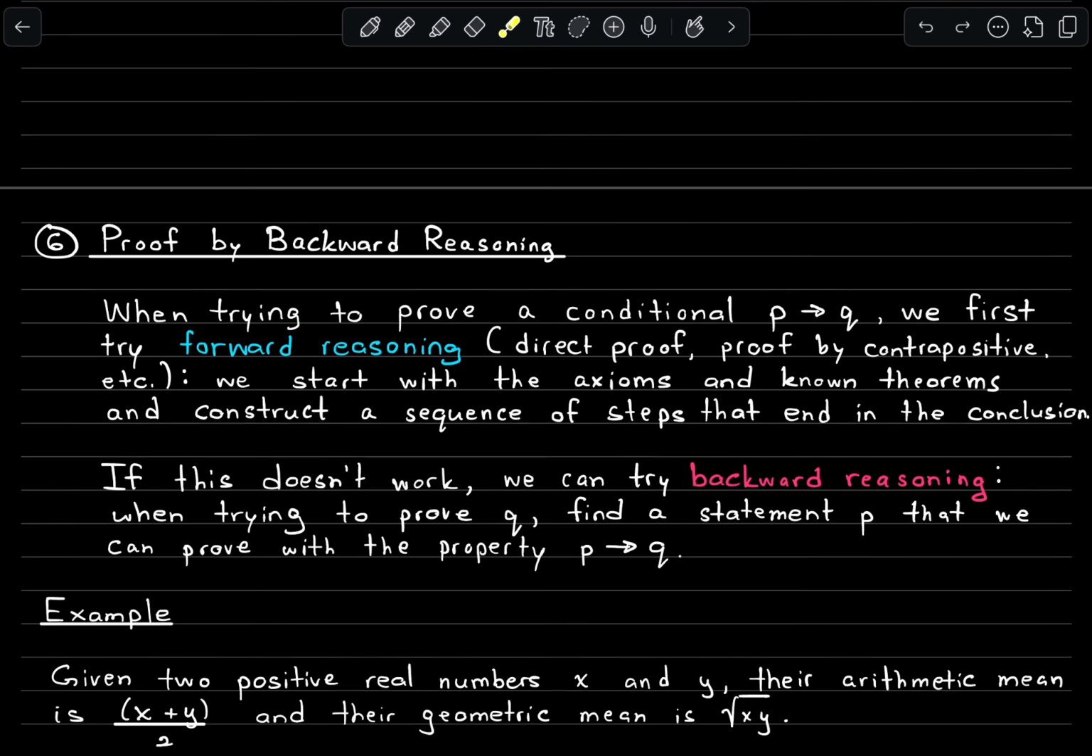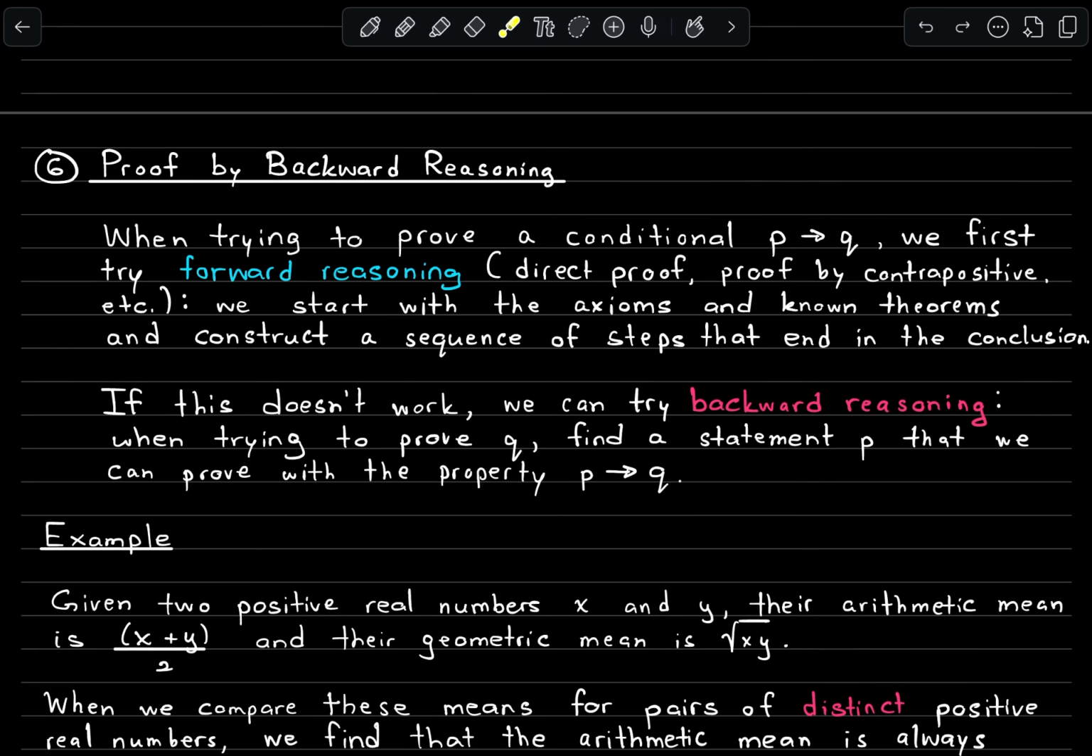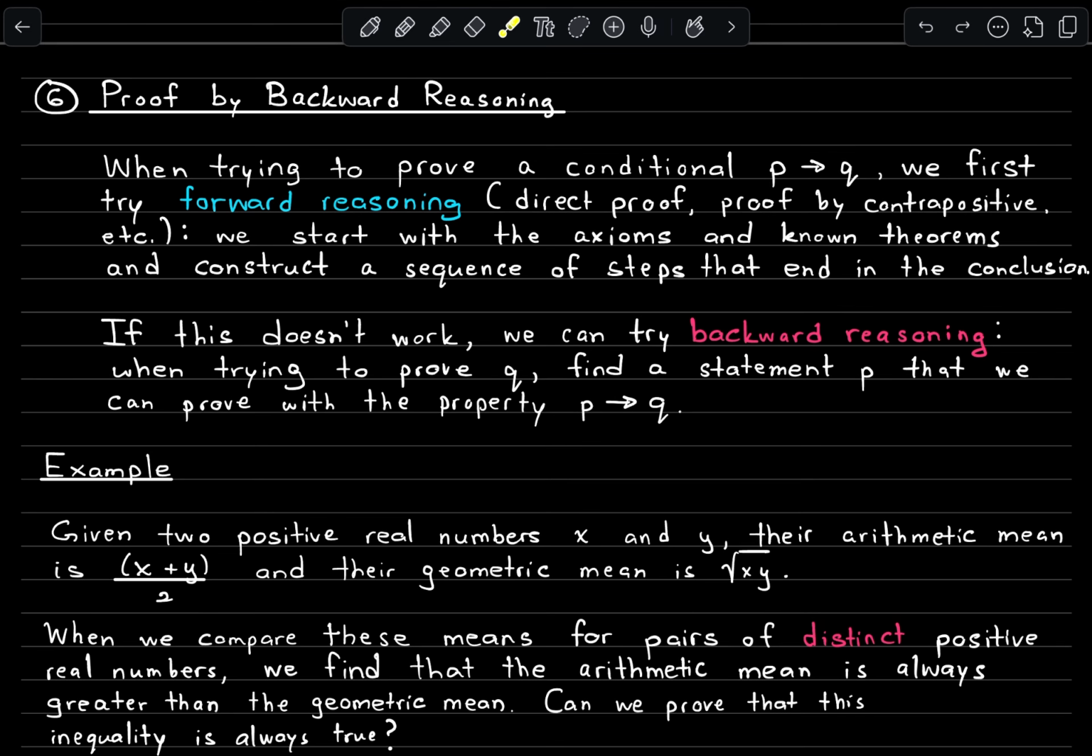Okay, so we're going to work backwards. Let's suppose we've been given two positive real numbers, x and y. Their arithmetic mean is just going to be x plus y divided by 2. That's just your typical average. Their geometric mean is defined as the square root of x times y. When we compare these means for pairs of distinct positive real numbers, distinct meaning x is not equal to y, we find that the arithmetic mean is always greater than the geometric mean.